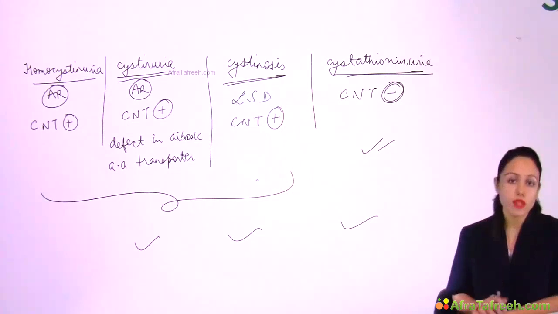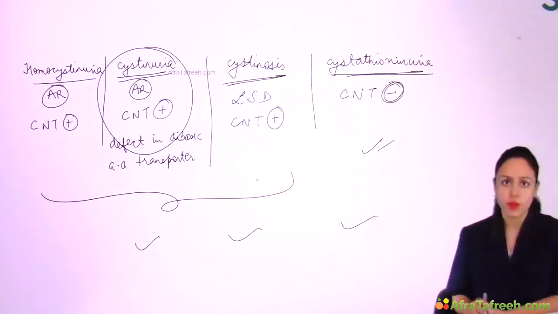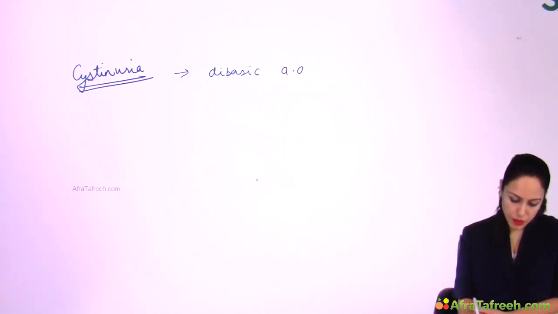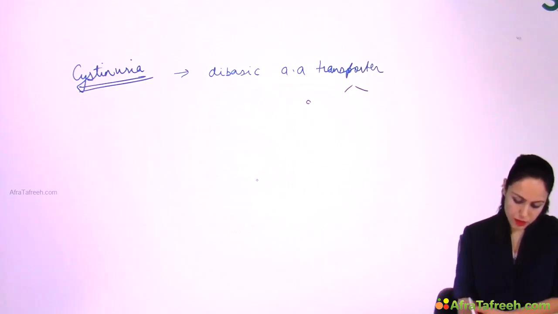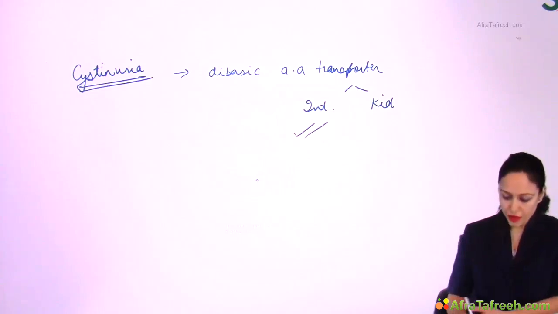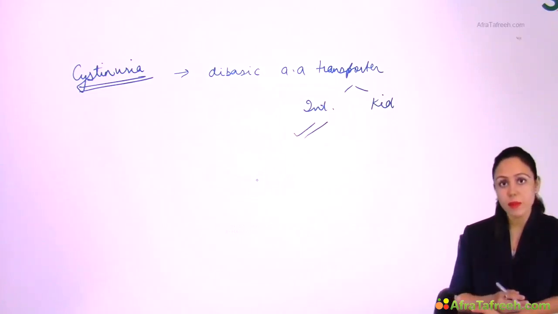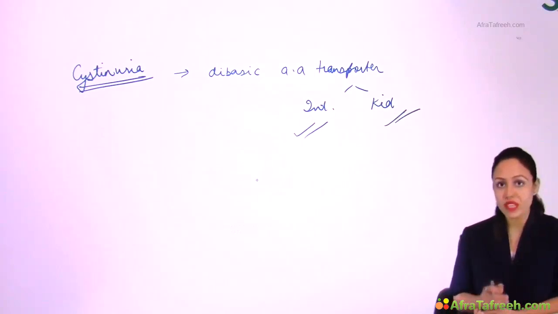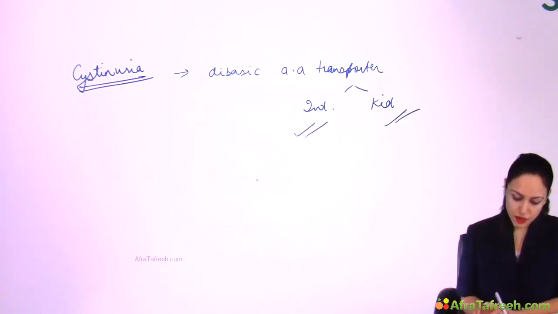So first I'm going to take cysteinuria. Cysteinuria, I told you, is a defect in the dibasic amino acid transporter. This transporter is present in the intestine and also in the kidney. So there is defective absorption of these amino acids, and also defective reabsorption of these amino acids. And here these amino acids are coming in urine.